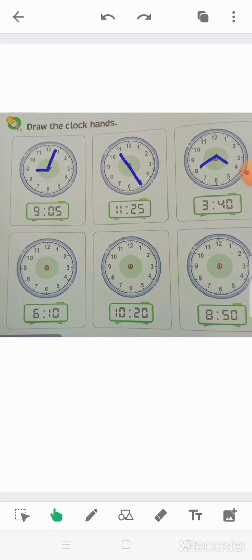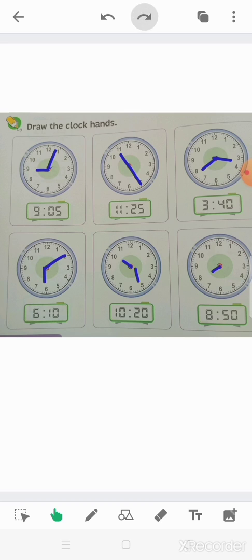Okay? One more time. 6:10. The short hand points to 6. The long hand points to what? Give me 10. 5 by 2. So I point to 2. Again, the short hand points to 10. The long hand points to what? 20. 5 by 4 equals 20.